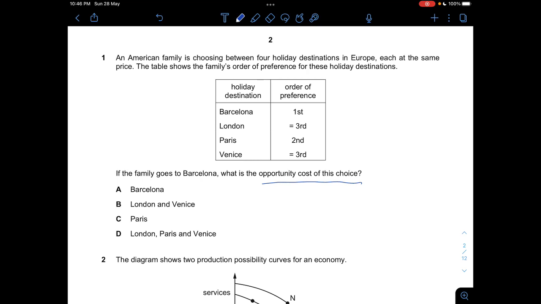So now you can see that Barcelona is the first choice. And the definition of opportunity cost is the next best alternative forgone. So if the family goes to Barcelona, the opportunity cost of this choice is basically a trip to Paris, because Paris is at number 2, and London and Venice are at number 3. So their order of preference is Barcelona first, Paris second. If they don't go to Barcelona, then they'll go to Paris. But if they go to Barcelona, then they're giving up the chance of going to Paris because that's their second choice. So if the family goes to Barcelona, the opportunity cost of this choice would be to go to Paris. So the answer is C.